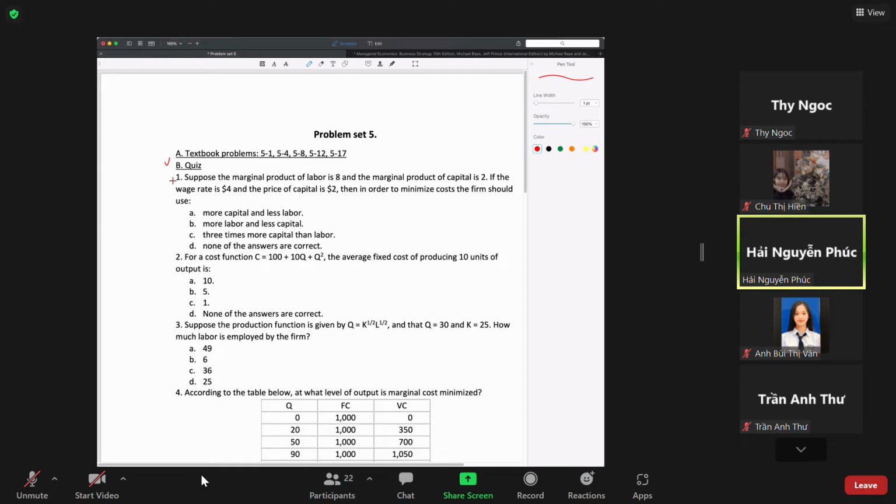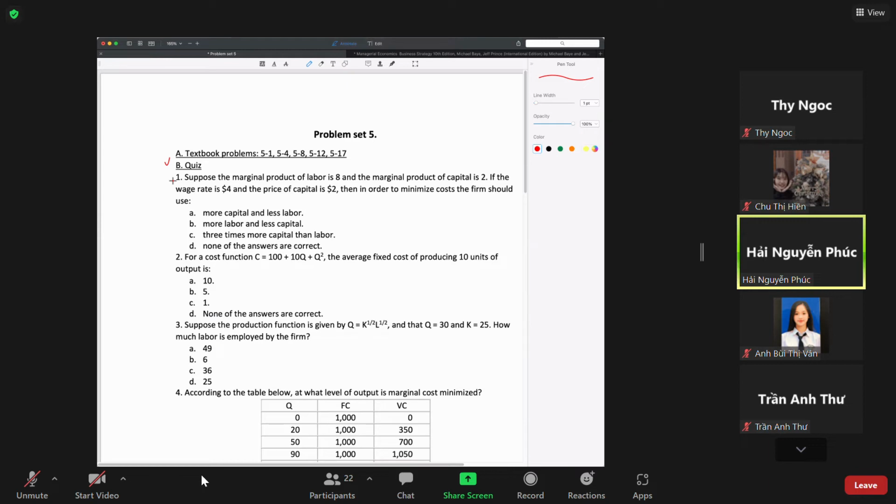Suppose the marginal product of labor is 8. The marginal product of capital is 2. The wage rate is 4. The price of capital is 2. Then, in order to minimize the cost, the firm should use... What do you think? Do you have any answer for question number 1?